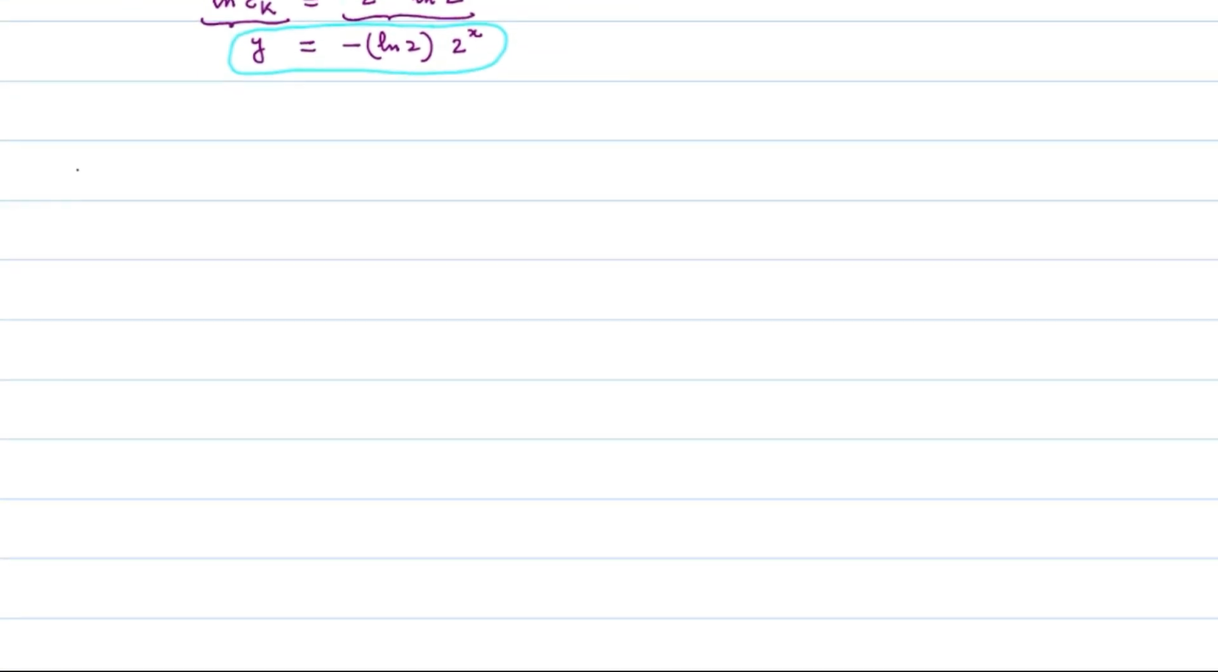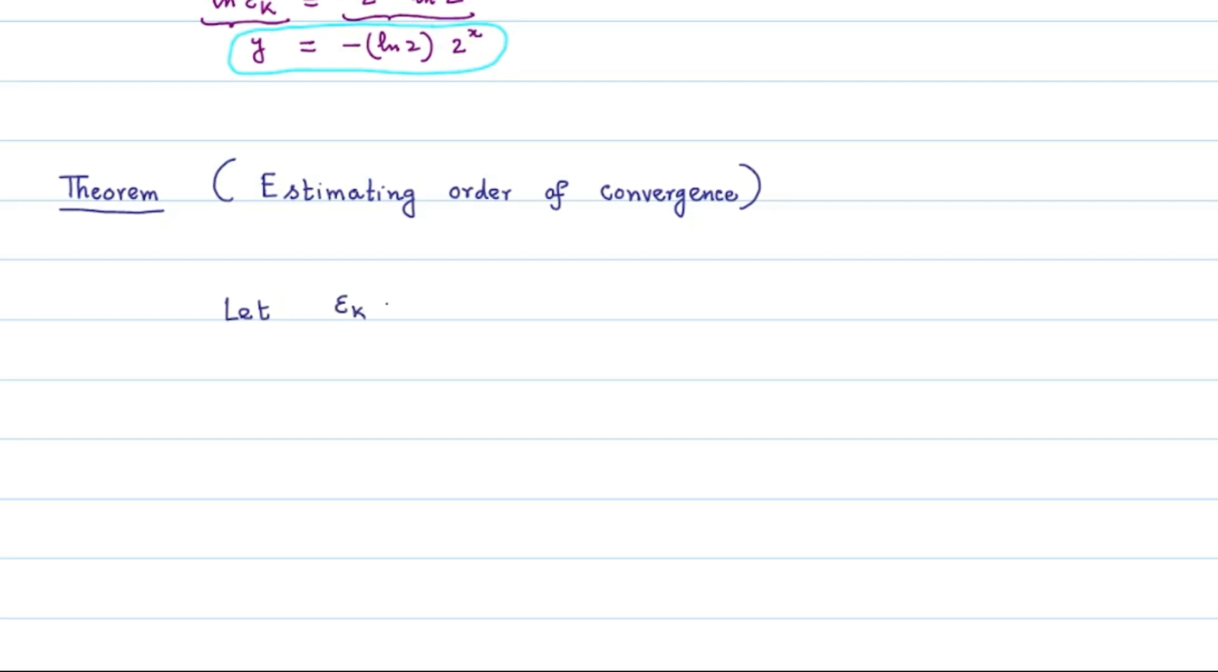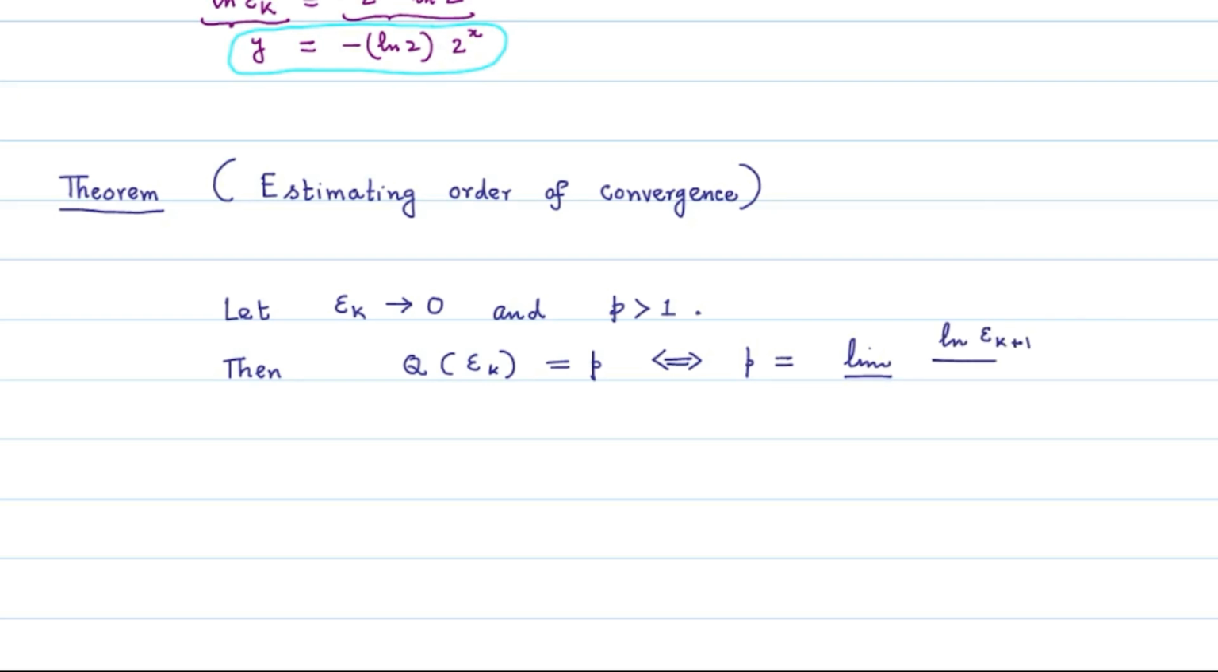In fact, there is a precise result to estimate the order of convergence of a sequence epsilon k, which states: let epsilon k be a sequence that converges to 0 and p is greater than 1, then the Q order of convergence of the sequence epsilon k is equal to p if and only if p is equal to limit infimum of the ratio ln epsilon k plus 1 divided by ln epsilon k. We will not prove this result in detail.